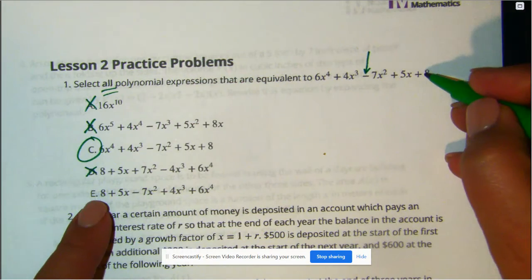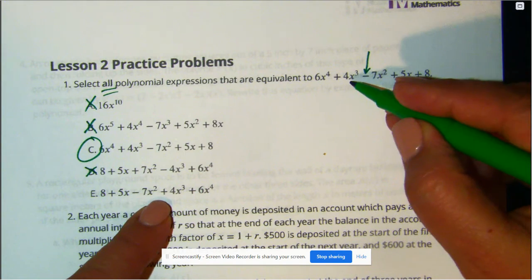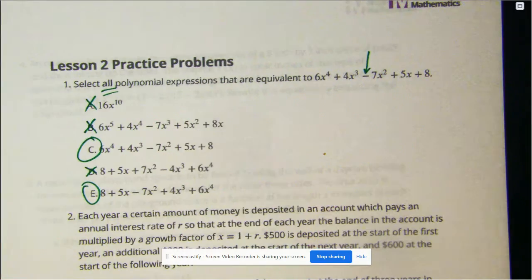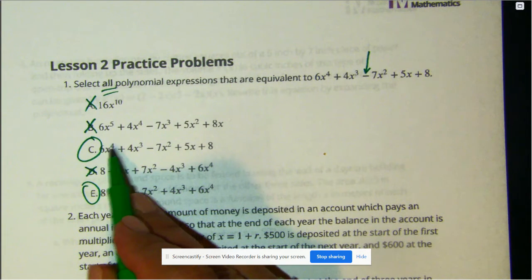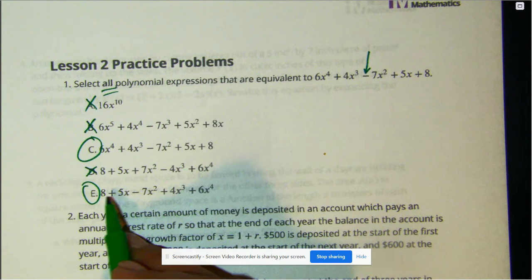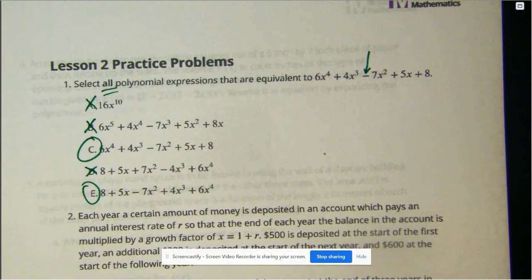Let's look at this one. 8, 5x, negative 7x squared, positive 4x to the third, plus 6x to the fourth. It can be in any order that you want. Typically in math, you're going to see it in either ascending or descending order. So see, this has the highest power working its way down, 4, 3, 2, 1, none. Or, technically that's x to the 0 power, first power, second, third, fourth. It would not be wrong if it was jumbled in a different order, as long as all those terms are there with the correct sign.